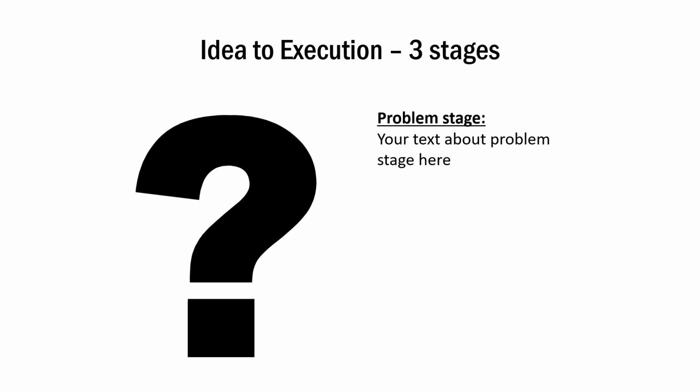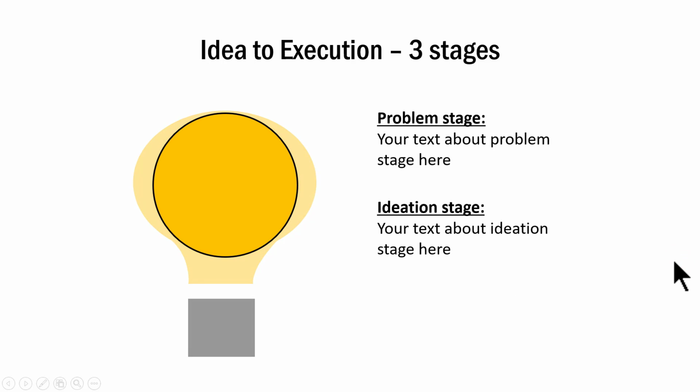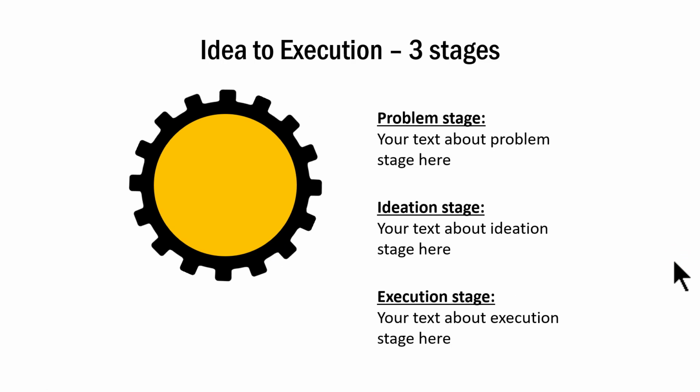Another example is this one, where we talk about idea to execution in three stages. First, we show what is the problem stage. Here you can talk about the problem. Then we talk about the ideation stage. You can see that the question has now converted into a bulb. Then the third stage, which is about refining it and drawing out an execution plan, and we now talk about the execution stage here. So that is a very beautiful visual representation of idea to execution in three stages.